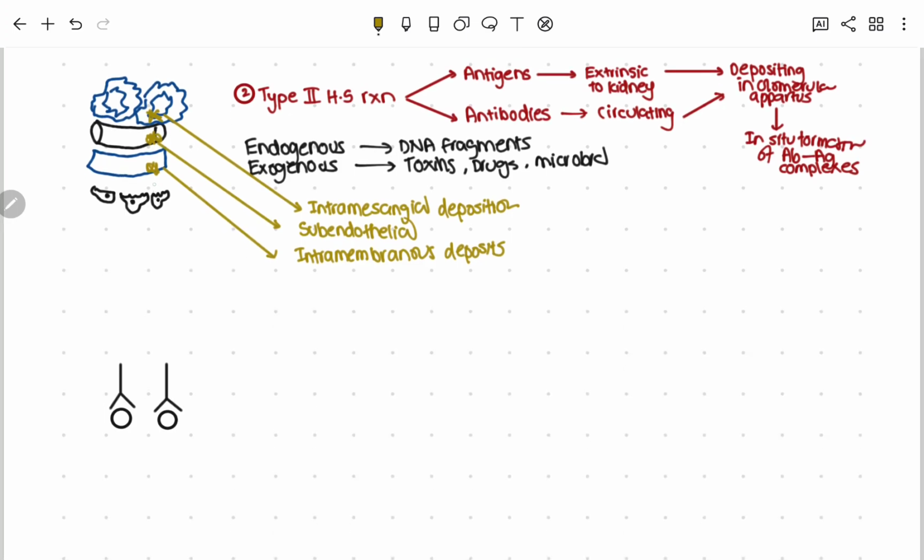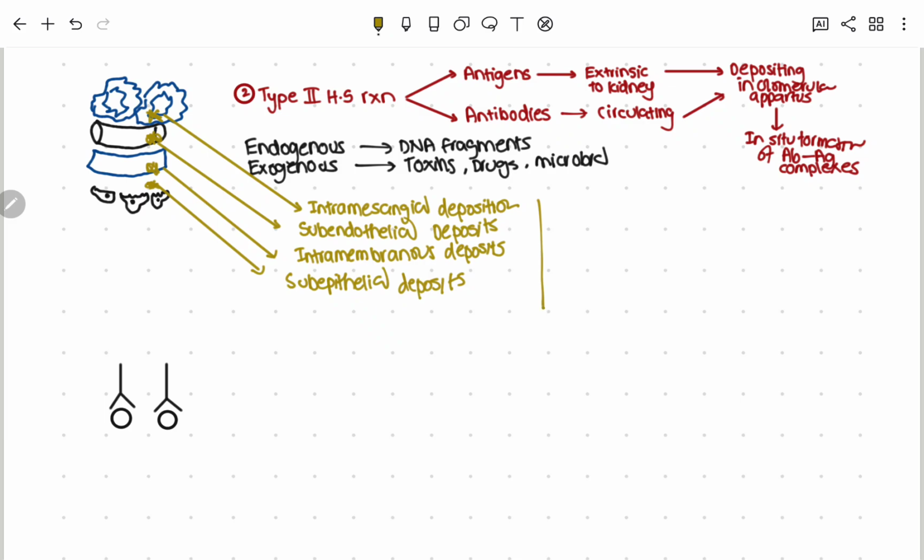and if they deposit below the basement membrane, these are subepithelial deposits. Please remember the difference between subendothelial and subepithelial deposits. And that's pretty much it.